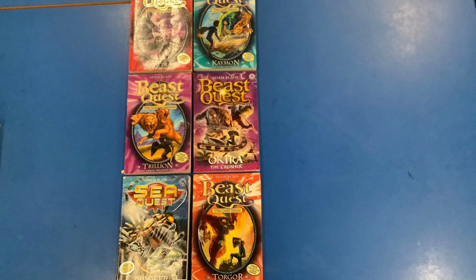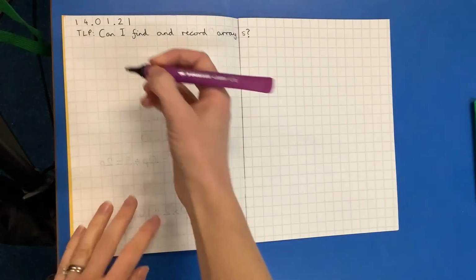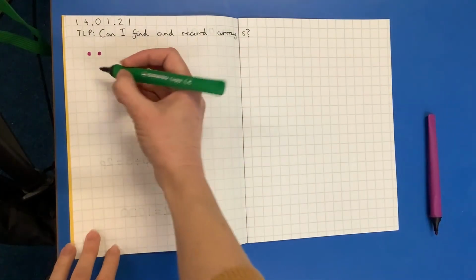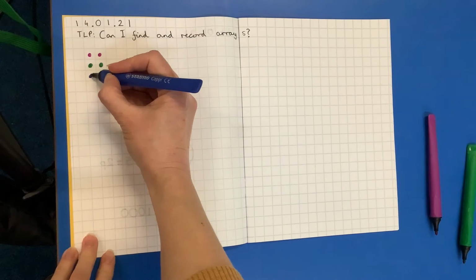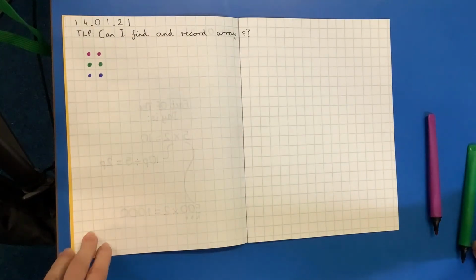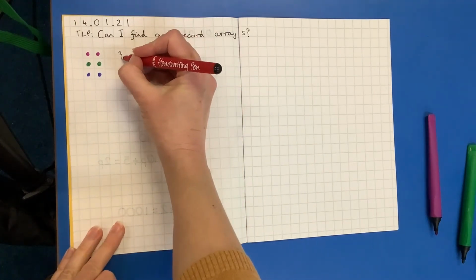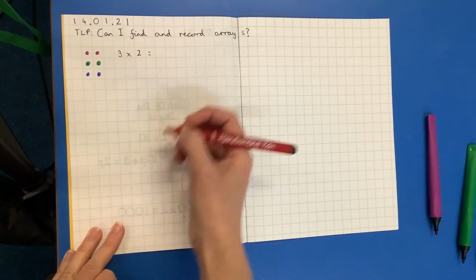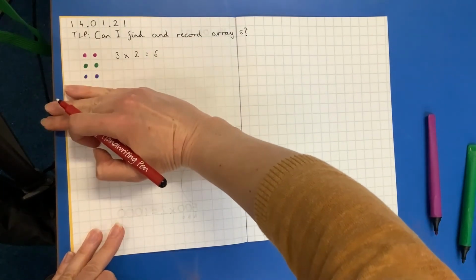So I've put this set of Beast Quest books into an array. So let's see if we can record that as an array. So there were 2 books in the first row. There were 2 books in the second row. And there were 2 books in the third row. So we have got 3 groups of 2. So 3 groups of 2 equals, and we know this one very well, 6. So 1 group of 2, 2 groups of 2, 3 groups of 2.